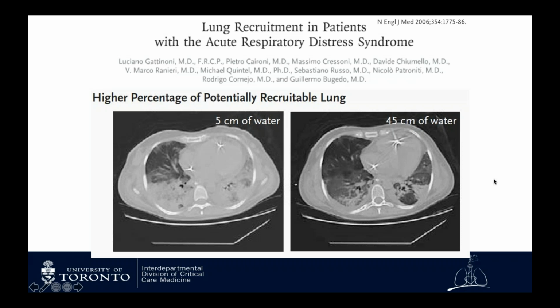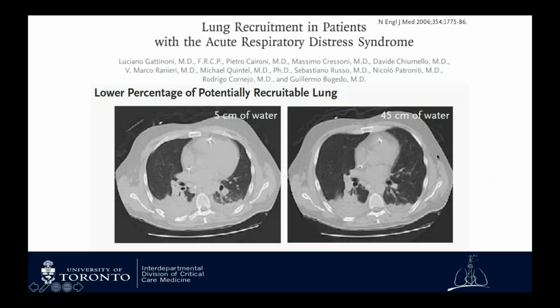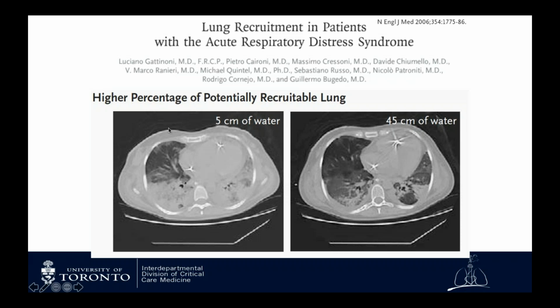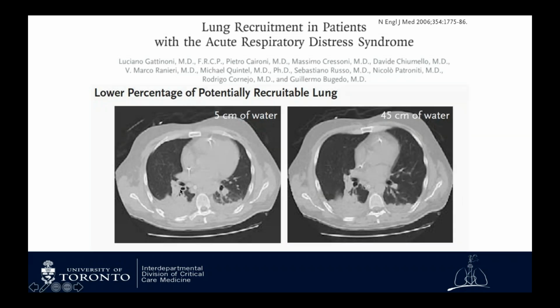Some of them were poorly recruitable and didn't have that much collapsed lung to start off with. And this is one of the key points here. Most people who were not recruitable had x-rays or CT scans like this. They weren't recruitable because their lungs were already open. And when you apply high levels of PEEP to lungs that are already open, all you end up doing is over-distending the lungs that are open already.